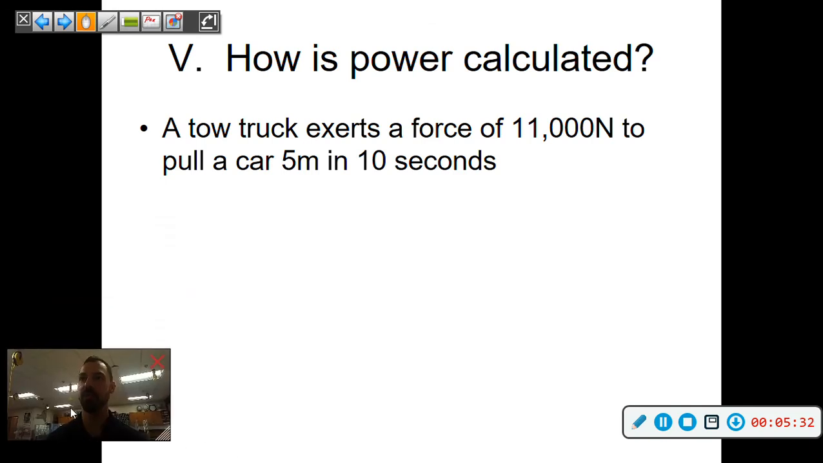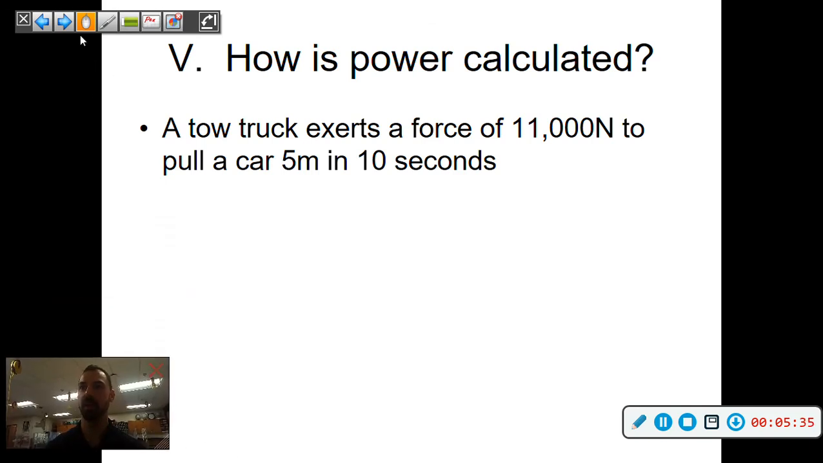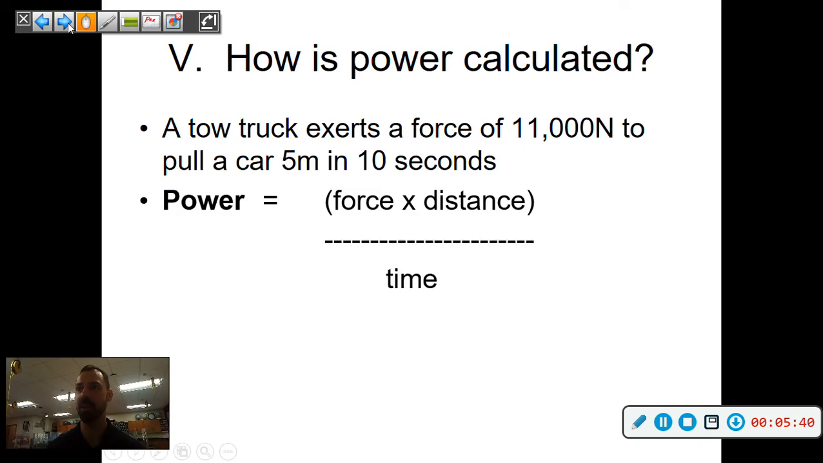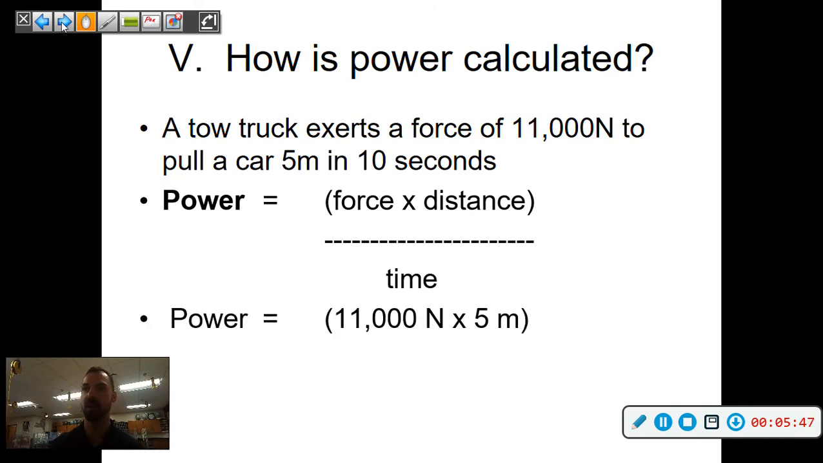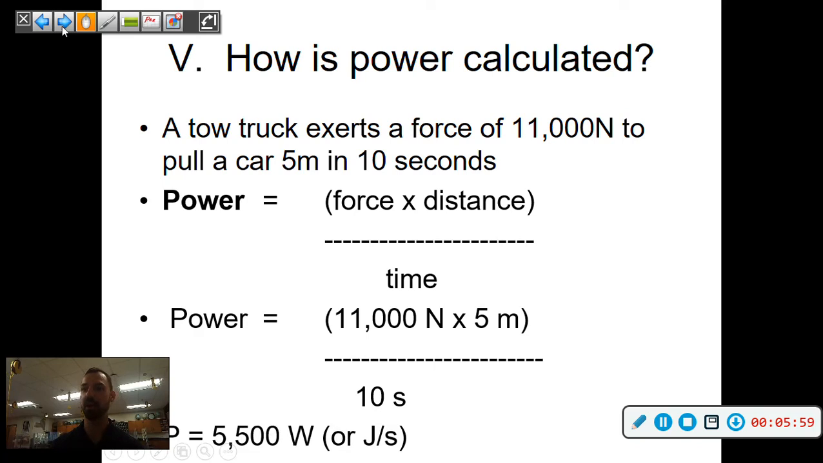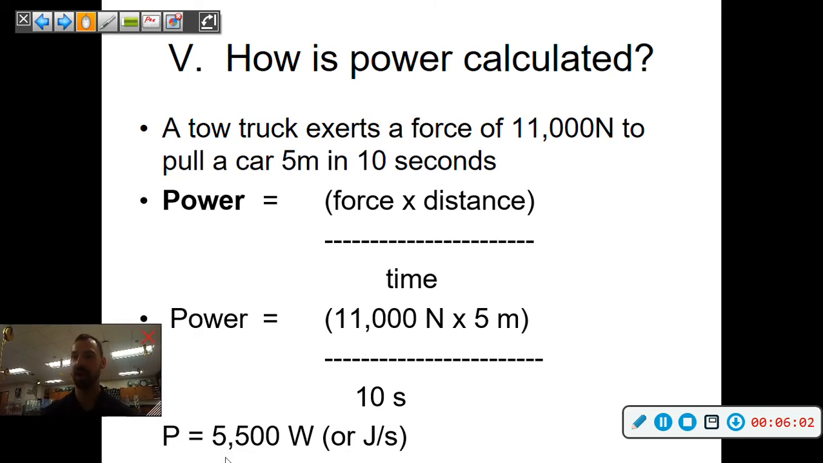Okay, now, how does this work? A tow truck exerts a force of 1,000 newtons to pull a car 5 meters in 10 seconds. So once again, write the formula. This time I'm going to use force times distance divided by time, because I have the 3 quantities there. So 1,000 times 5 divided by 10 seconds. You can do the stuff in parentheses first, multiply, and then divide. Your final answer ends up being 5,500 watts, or you could write 5,500 joules per second.